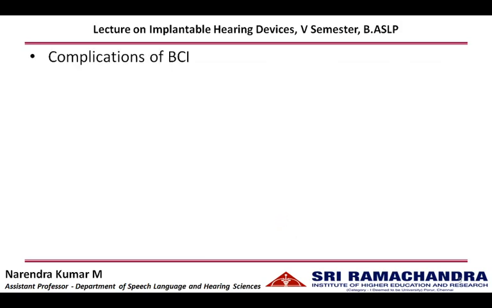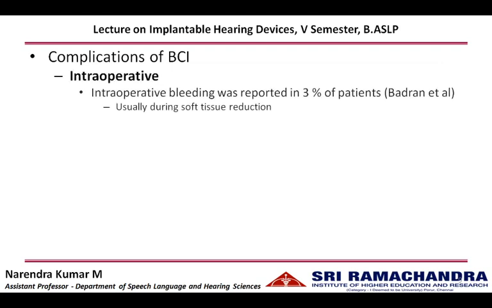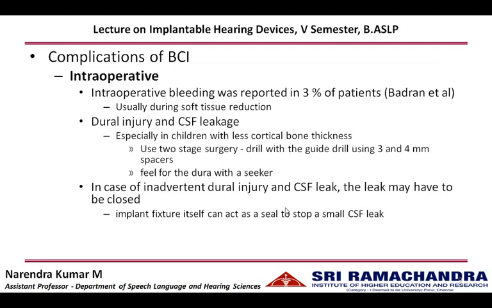With respect to complications of bone conduction implantation, intraoperatively there can be intraoperative bleeding. This happens especially whenever a soft tissue reduction is done. There can be high risk of dural injury and CSF leakage when the drilling is done to excessive depth. This can happen most frequently in children with less cortical bone thickness. In this condition, we can opt for two-stage surgery.